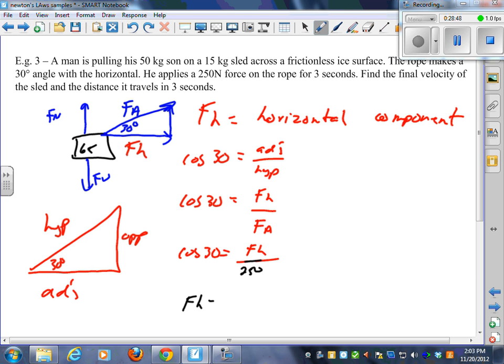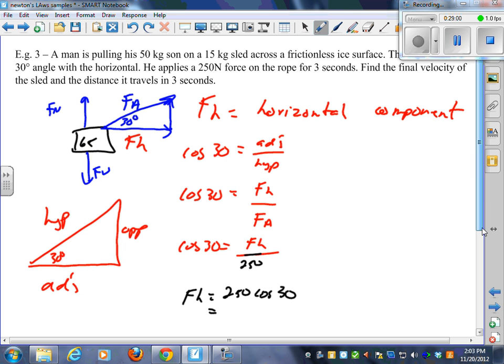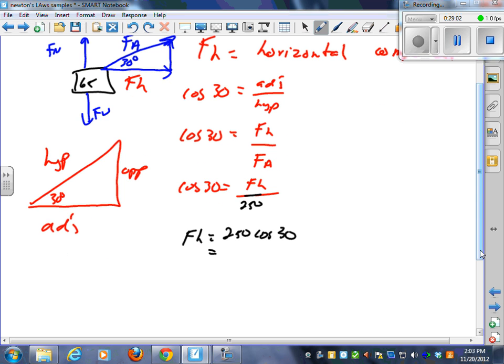Goes 30 and then you get a decimal and you just times the 250 times the cosine of 30, which should give you some number that's bigger or smaller than 250. Smaller. I have my scientific calculator here. You can use mine. You're going to need your scientific calculator. So it's 250 cos 30, or 216.5.